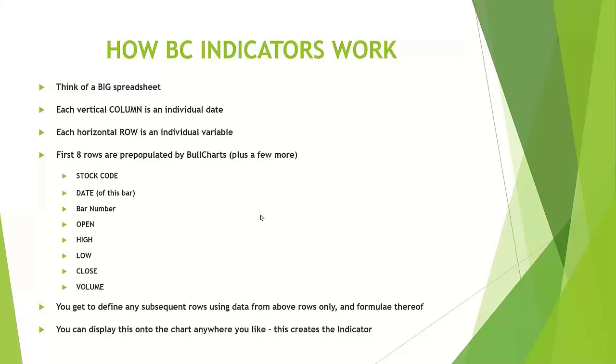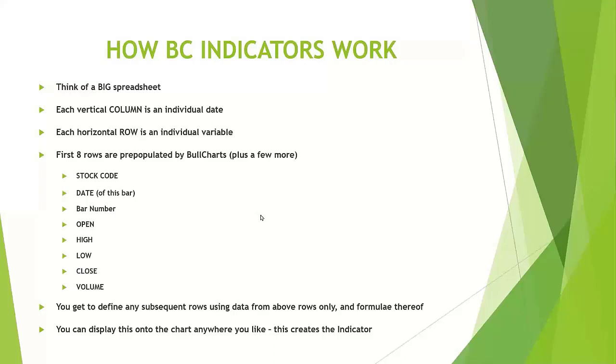And in that Bull Charts environment, it collects its data as a big spreadsheet. Each column in the spreadsheet is an individual date. If you're looking at a daily chart, each column is a day. If you're looking at a weekly chart, each column is a week, monthly, each column is a month, etc. Bull Charts looks after that. And every time you click on the chart from a daily chart to a weekly chart, whatever, Bull Charts behind the scenes organizes these columns accordingly. So that's what you'll see.